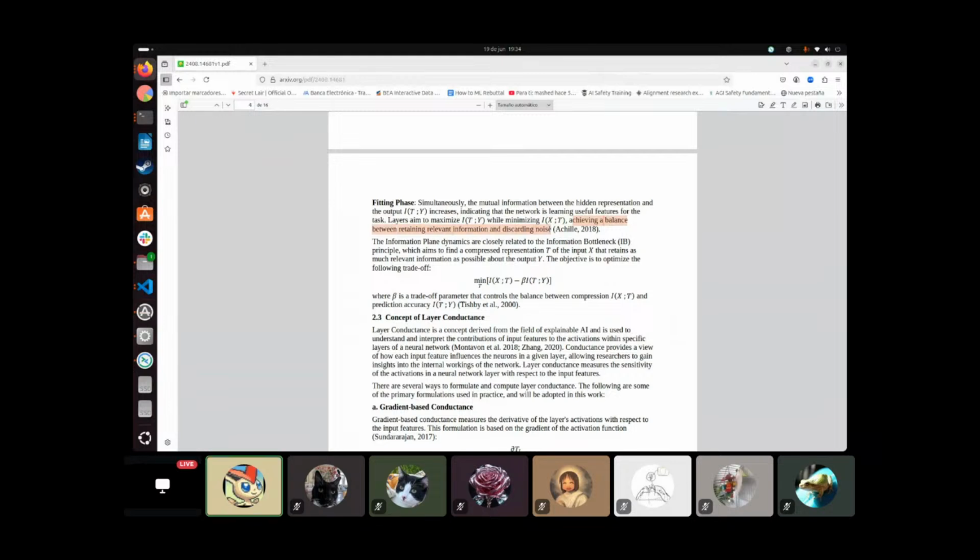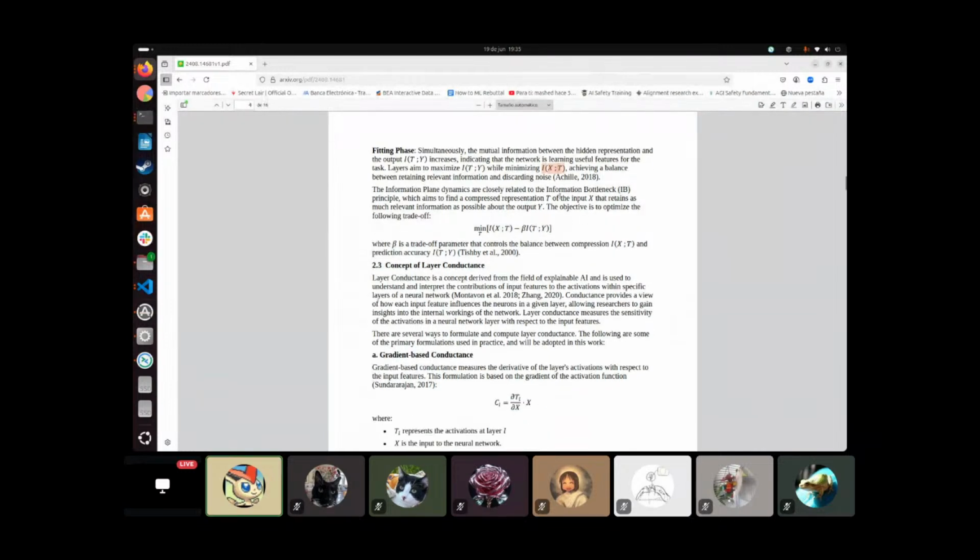I'm not sure why this makes sense. I'm not sure why they want to, they say they were trying to minimize this. I guess if you think of it in terms of compression, the model wants to have smaller representations that only have the things that are important for the output. Yeah, but I guess it's probably coming from this information bottleneck.